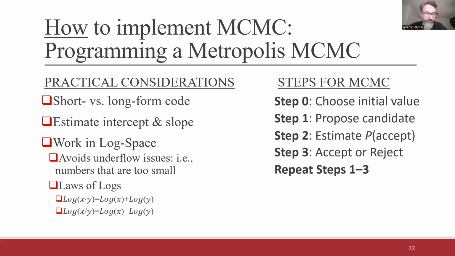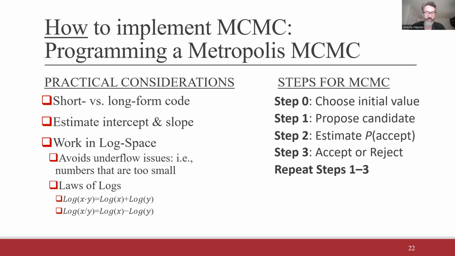Okay. And then finally, we'll work in log space. Now, this helps avoid underflow issues. That is, whenever we start working with probabilities, joint probabilities, that is, when we multiply a lot of different probabilities with one another, we start running into issues where R cannot handle the really, really small numbers. And so we're going to log those probabilities. And this has the advantage that now we start dealing with larger numbers, but we do need to keep in mind our laws of logs.